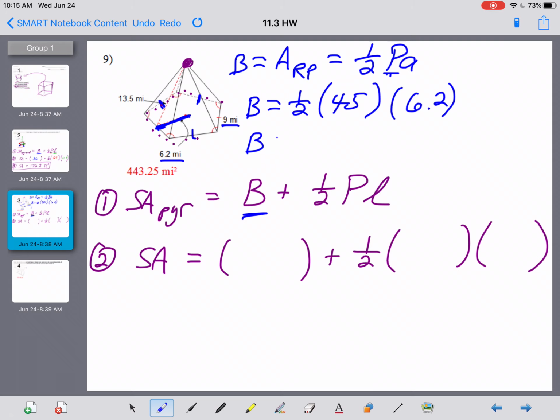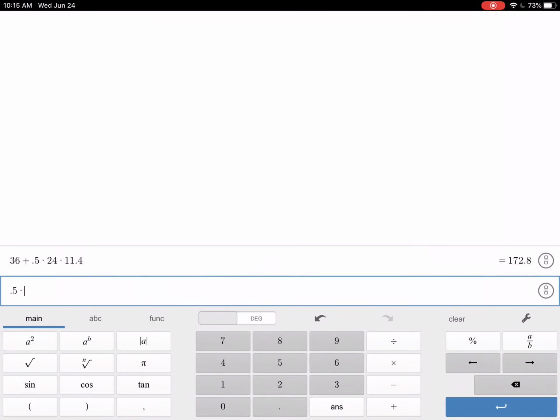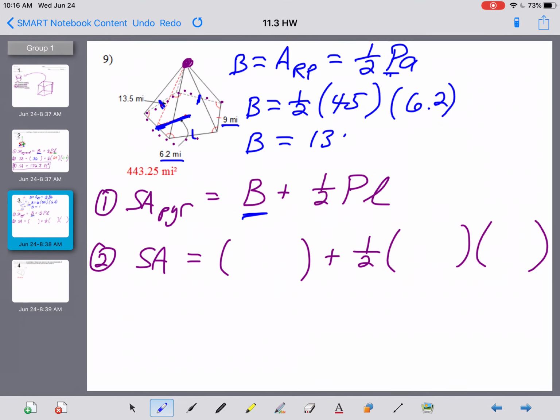So now let's put that in the calculator. 1/2 times 45 times 6.2. And that is going to tell us that the area of that pentagon is 139.5. All right, so we'll write that down here. And then again, that was capital B. So the 139.5 is going to go right there.